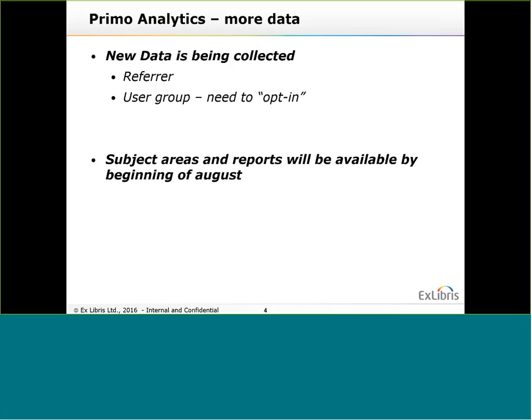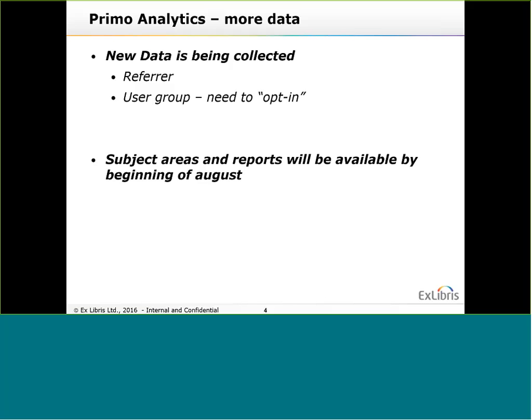So with May release, we are collecting two new attributes. One of them is the referrer. The referrer is actually the information about where the user is coming from. Is he coming from the library homepage? Maybe if you're using the Primo sitemap and he's coming from Google, or maybe you are having links in Facebook or any other social media and they are coming from there. And this information is going to be collected starting May.